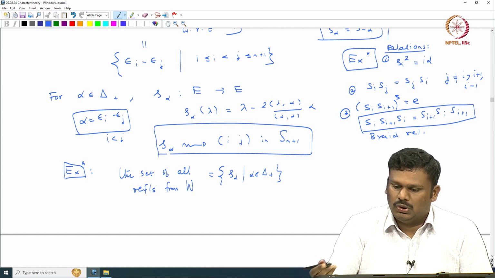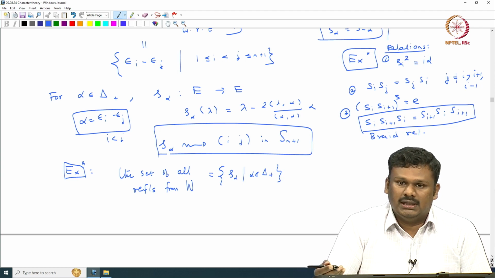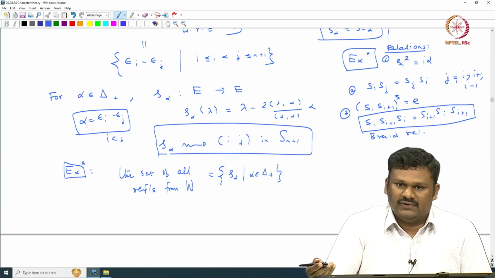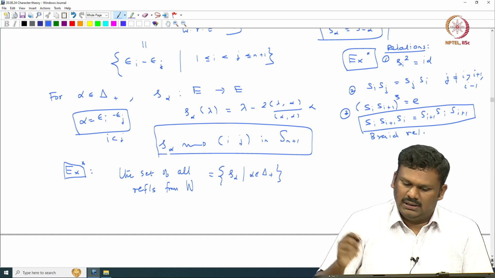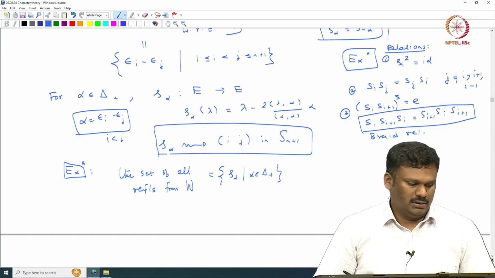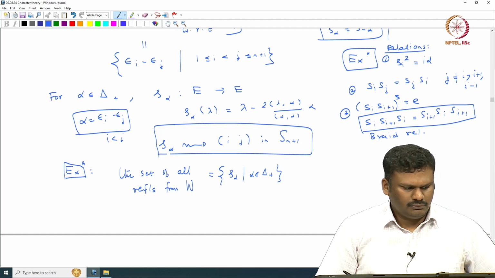So, indeed you have to show that if you take the group generated by Si modulo these relations, that group is a finite group and it has exactly the cardinality of S n plus 1. So, I will leave it as an exercise, because these facts will not be needed in our course.